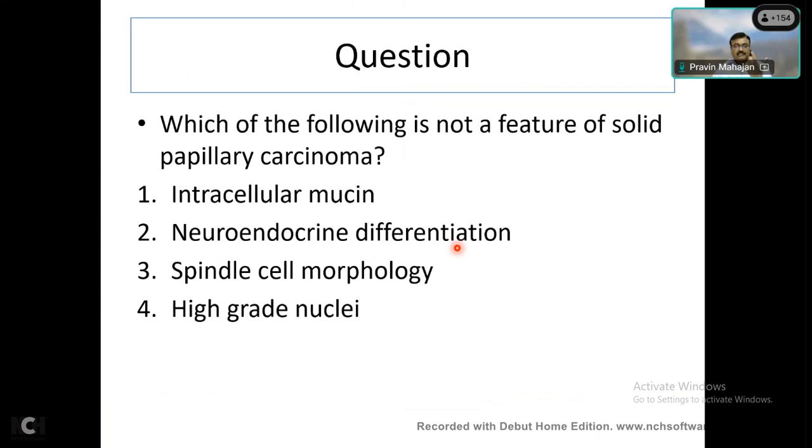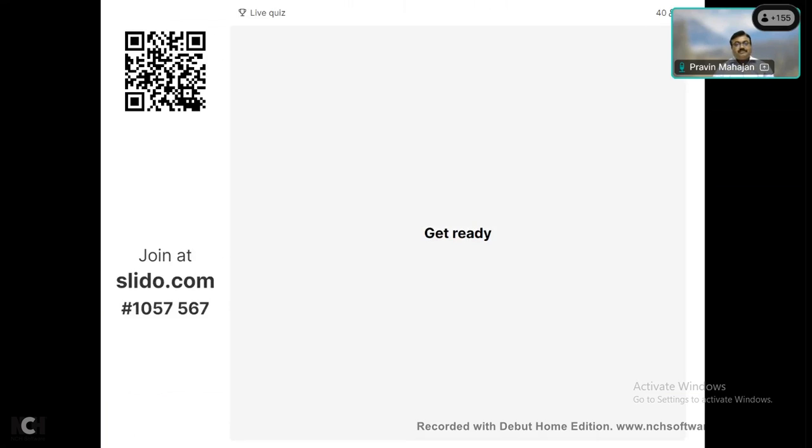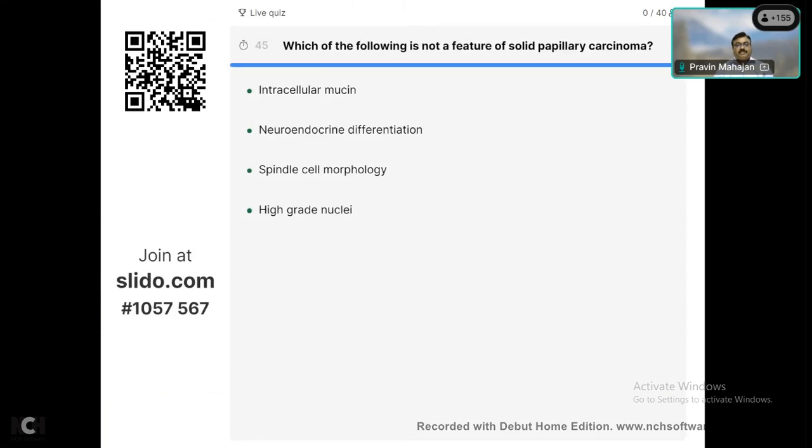So this is, I think, probably the last question. So I will launch the quiz. The question is, which of the following is not a feature of solid papillary carcinoma? First option is intracellular mucin, second is neuroendocrine differentiation, third is spindle cell morphology, and fourth is high grade nuclei.